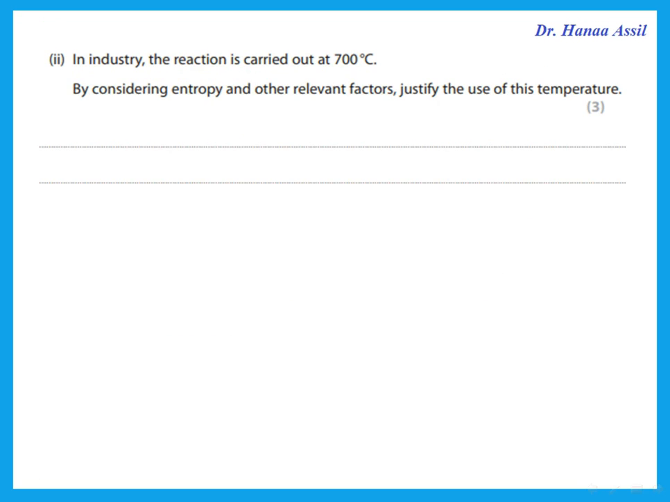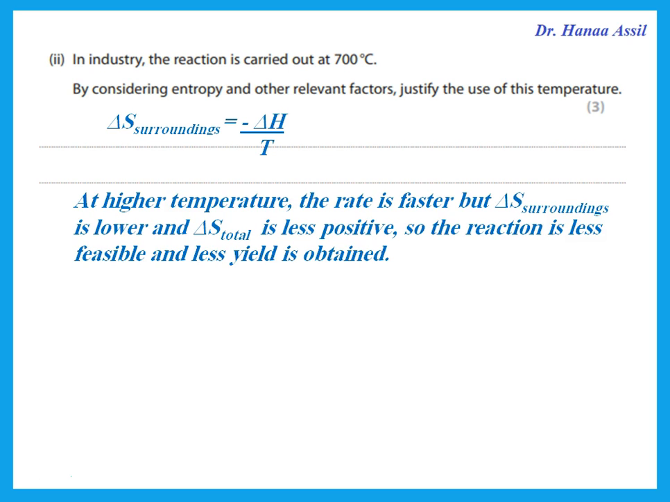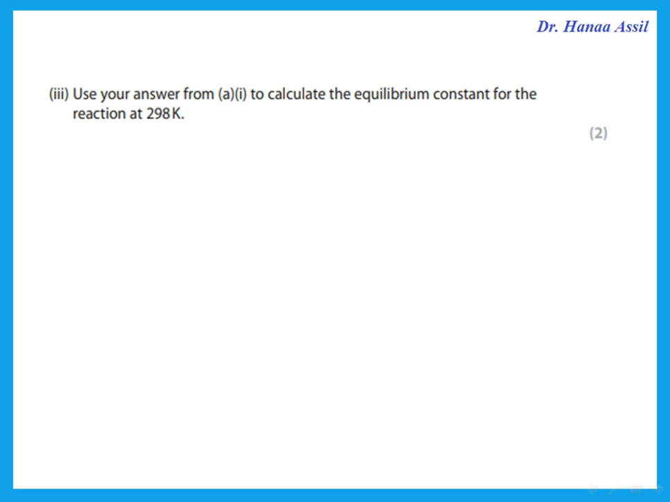Okay. Then he says in industry, the reaction is carried out at 700 degrees Celsius. By considering entropy and other relevant factors, justify the use of this temperature. We said, why should I use a high temperature like this? If we have delta S surroundings minus delta H over T, that means at higher temperature, the rate is fast. So this is the advantage of using a high temperature. But then at high temperature, the delta S surrounding is lower, so the delta S total is less positive, so the reaction is less feasible and less yield is obtained. So we just use it to increase the rate.